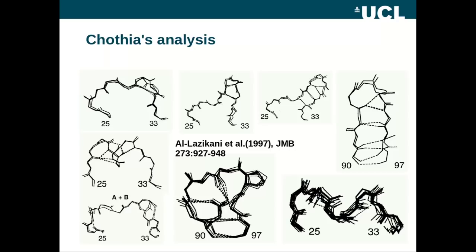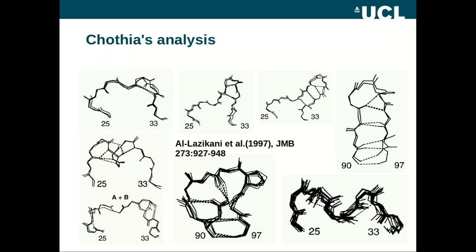This is the latest paper that he published on this subject, by Bissan Al-Lazikani and co-workers, including Cyrus Chothia. And Bissan actually was an undergraduate here at UCL. She was studying biochemistry, and she went off to do her PhD afterwards with Cyrus Chothia. Now, this paper, published in 1997, shows the progress then. At that stage, there were about 50 antibody structures.